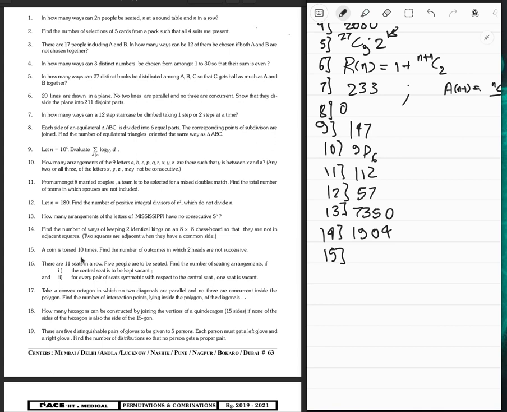A coin is tossed 10 times. Number of outcomes in which two heads are not successive. Oh, very similar. Okay, fine. Two heads are not successive. It's 10 of these. Oh, wait. Some kind of recursion or something? Yeah, we can actually build a recursion from this, can't we?